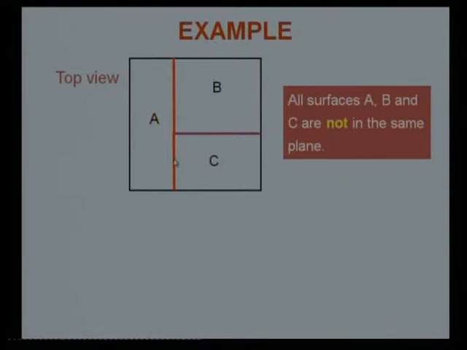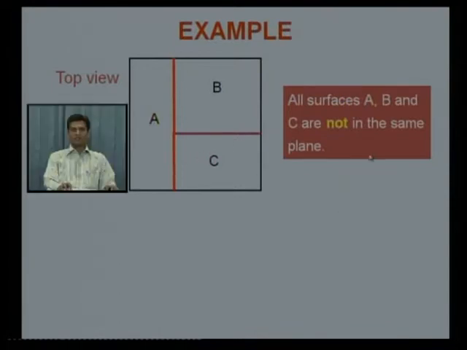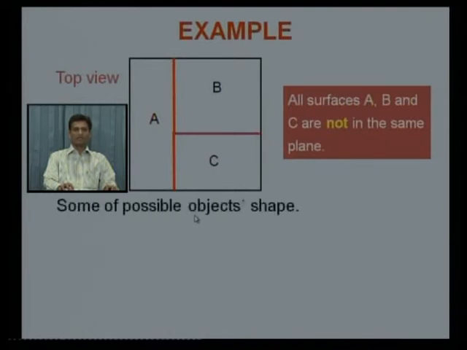Here lines are there. It means that all the surfaces A, B and C are not in the same plane. All are not coplanar. That's why these lines are drawn. So from this we have to find out its isometric view or its missing views. What could be the possible side view, and what could be its possible top view that we have to draw? For that, let me imagine some possible object shapes.